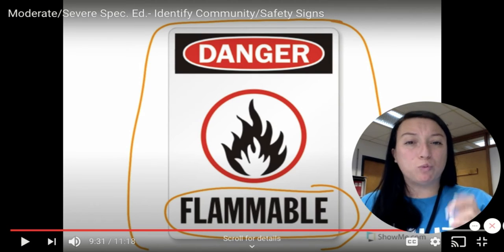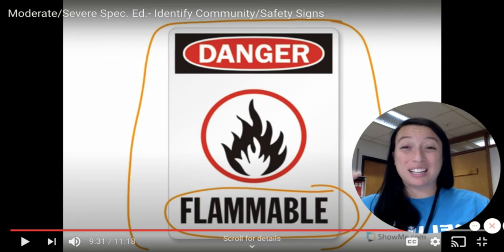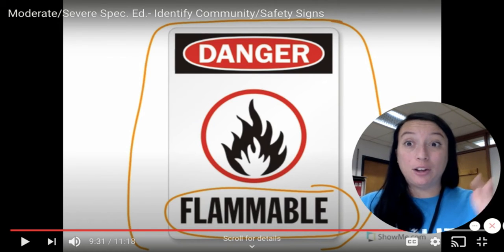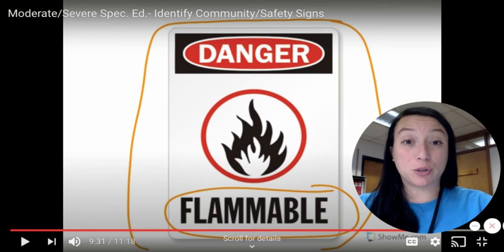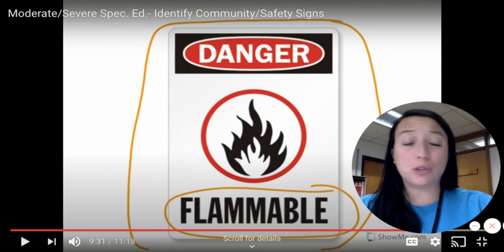So you can see there's red. This is talking about danger. Things are flammable. So things can go on fire, right? Fires can really be dangerous to people, to places, to anything. And we do not want to get close to it.